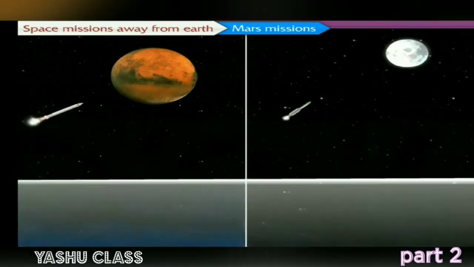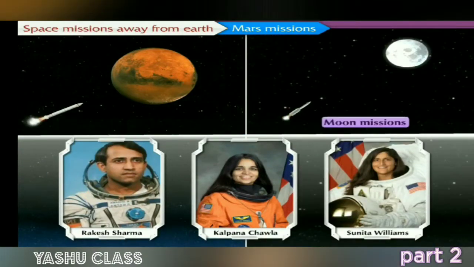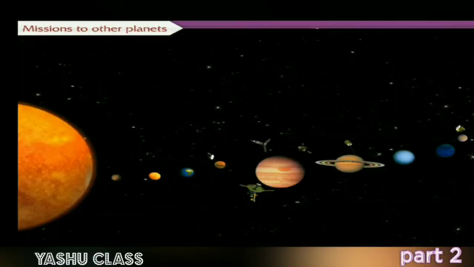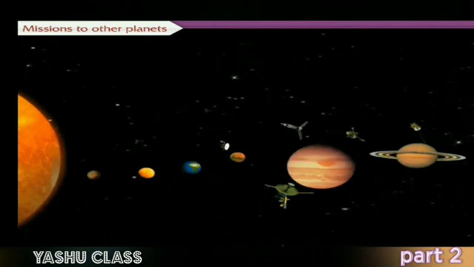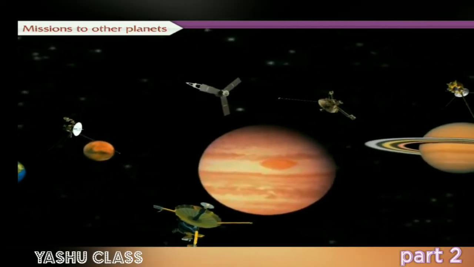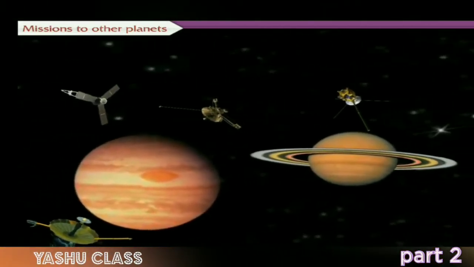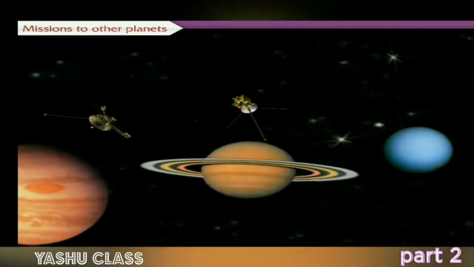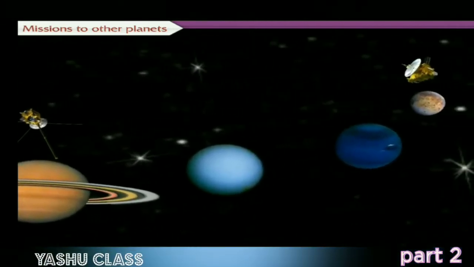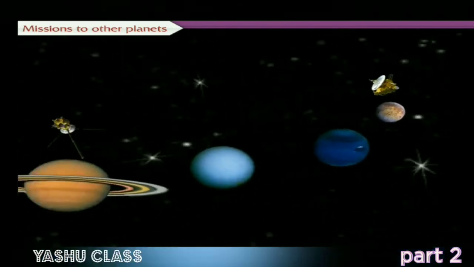Now that we have learnt about some astronauts as well as the Moon and the Mars missions in the earlier part, let us now study about the missions to other planets. Other planets. Apart from the missions to Moon and Mars, many missions have been executed to study other planets too. In some of these missions, the spacecraft orbited the planets, some landed on the planets, and some just passed near the planet and observed them.